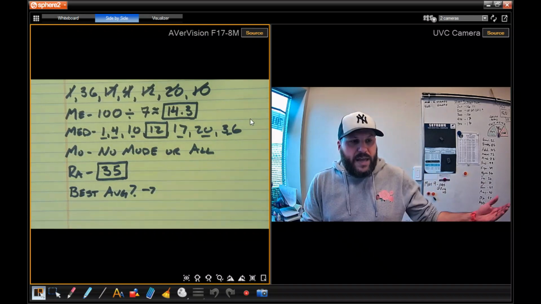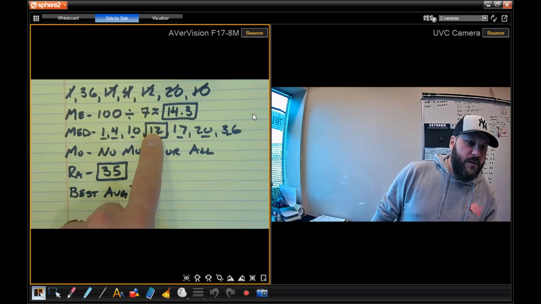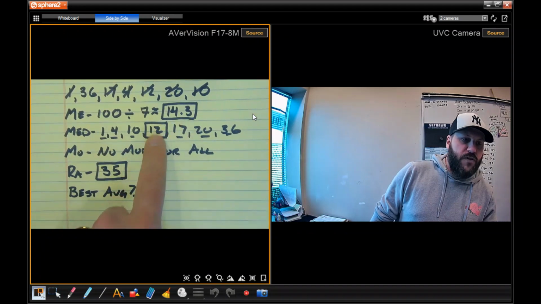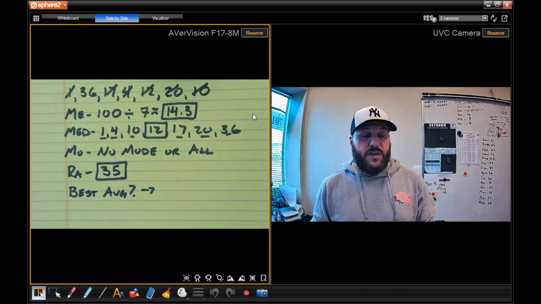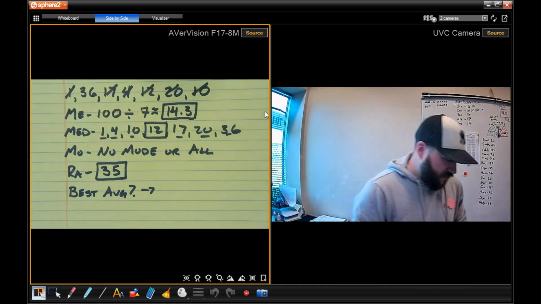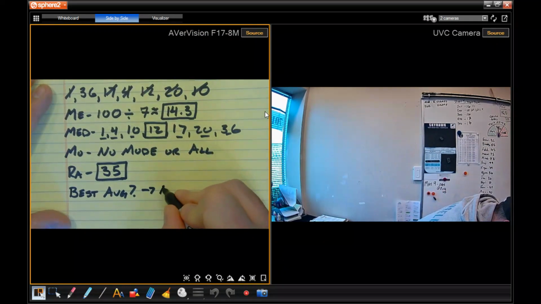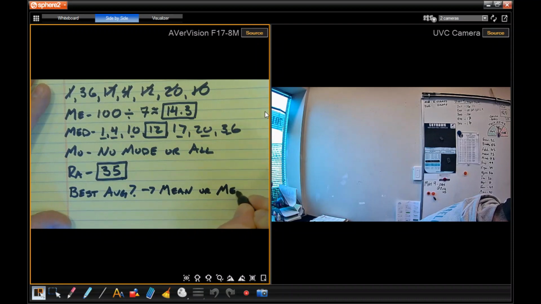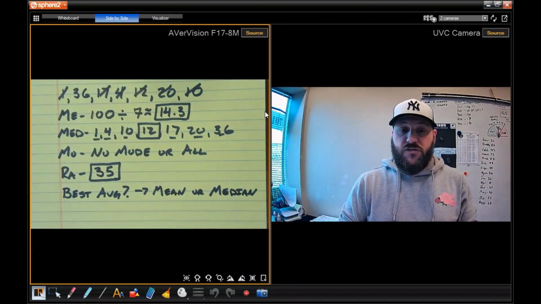Okay. You could make the argument for median as well. Okay, it's very similar to your mean. It's only 1 or 2 off, but it's also a number that was found in your solution set. So you can make the argument that the median would be a good representation. So no mode obviously would not be a good one. Okay, because there isn't one. I would say mean or median is probably your best representation of that.